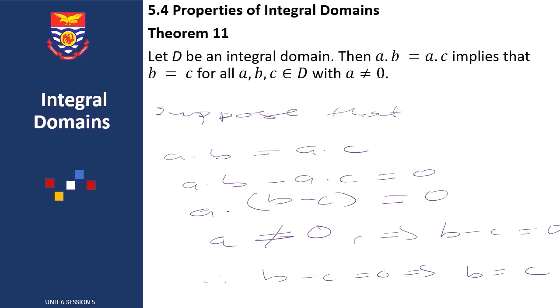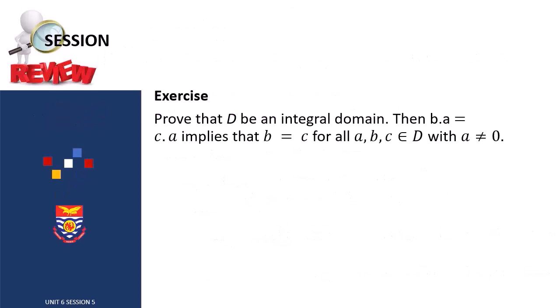So learn how to prove some of them. They are very, very interesting. Try to prove all. Okay, so prove this as an exercise: prove that in an integral domain D, b dot a equals c dot a implies that b equals c. We are still proving around the cancellation laws.